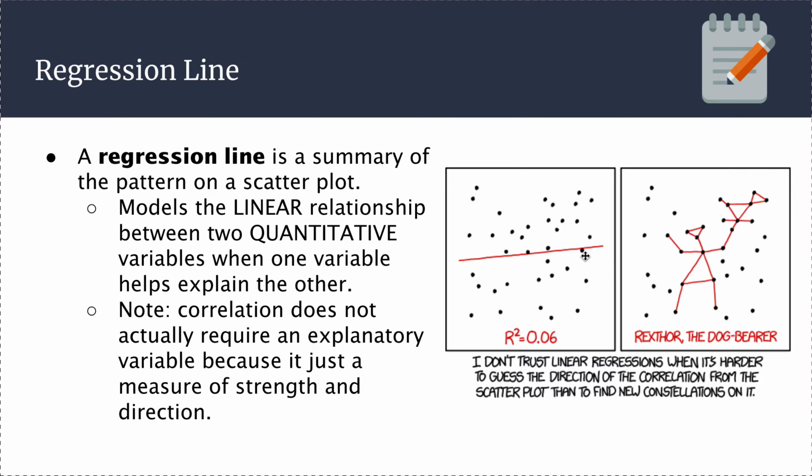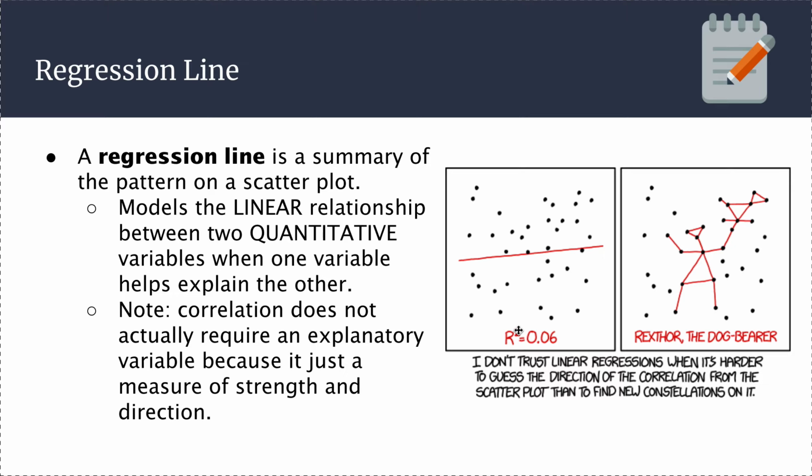So let's dig a little more into this idea. A regression line here models the linear relationship between two quantitative variables when one variable helps explain the other. Three important things there. One, we're talking about a linear relationship. Two, we're measuring two quantitative variables. Neither of them can be qualitative, categorical. And one variable has to help explain the other.